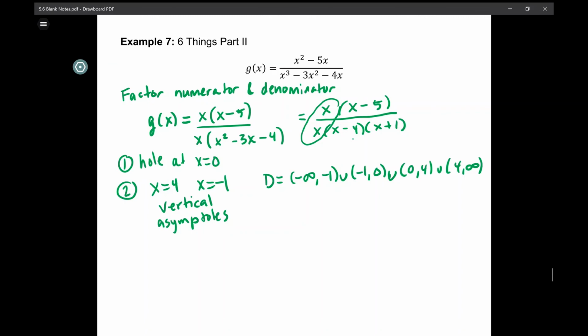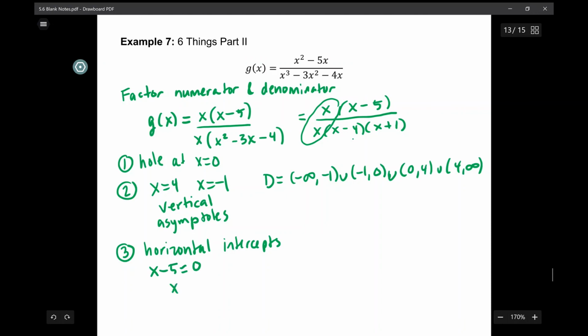All right, what's the next thing that I want to find? Probably my horizontal intercepts. Well, that's going to be where x minus 5 equals 0. So that's at x equal to 5. My horizontal intercept is 5, 0. And remember, 0, 0 is a hole, so we don't want to include that as a horizontal intercept since it's really not even in the domain.